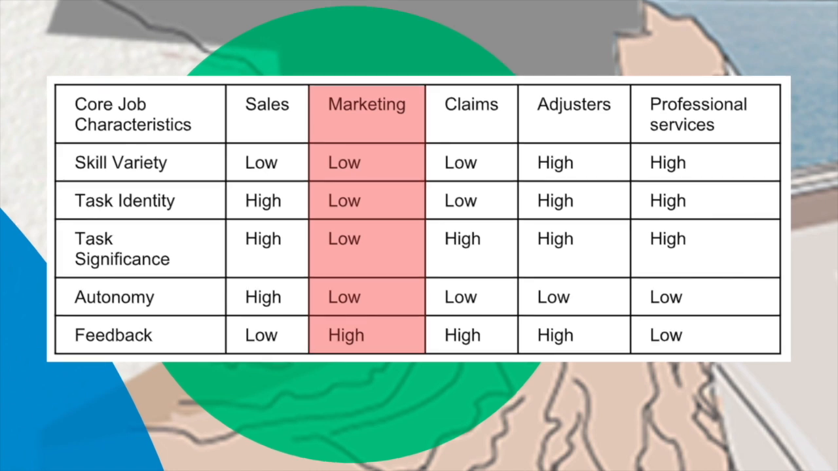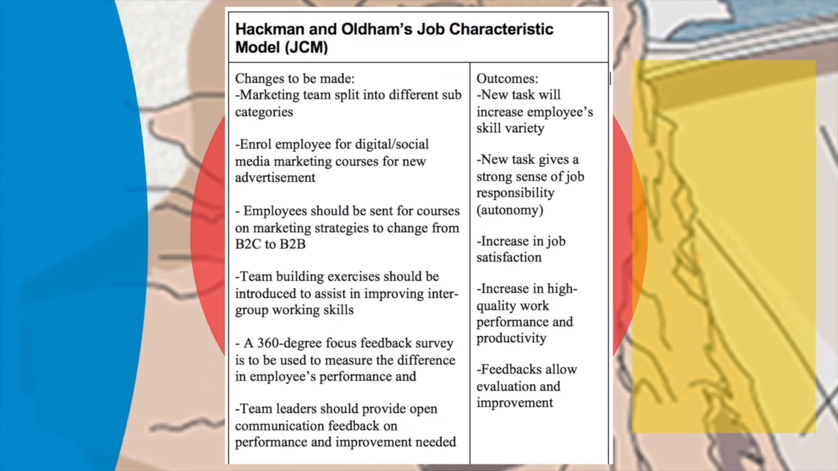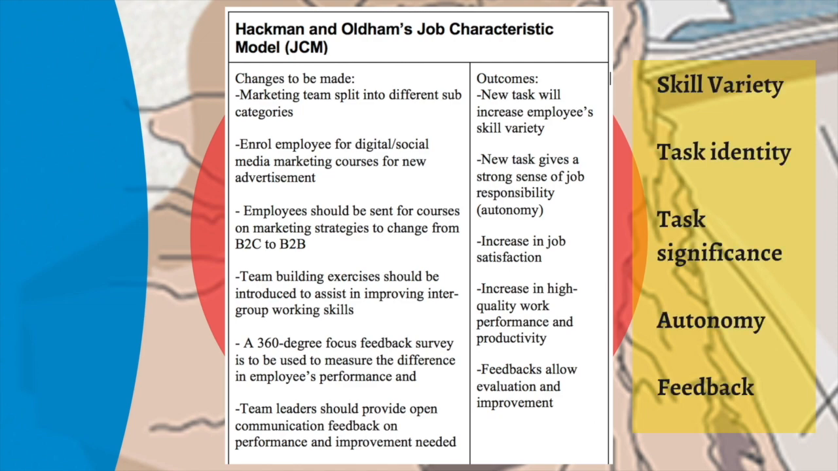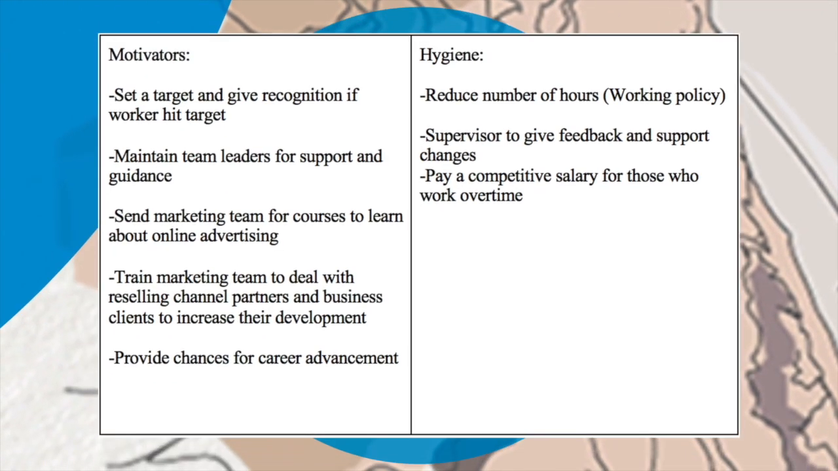satisfaction are low. Hackman and Oldham's Job Characteristics Model, JCM, will discuss the necessary changes to be made in redesigning jobs effectively in order to increase personal and work outcomes, which include these 5 characteristics, while Herzberg's 2-factor theory will be used to eliminate dissatisfaction, hygiene, and create conditions for satisfaction, motivators, in CGI's marketing department.